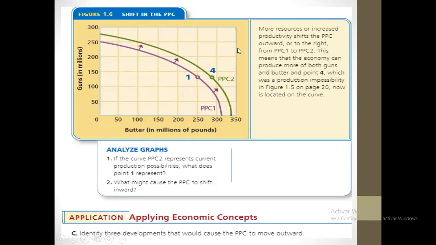Now it changes, okay? Now it says more resources or increased productivity shift the PPC outward, it means hacia adelante, outward to the right, a la derecha, from PPC1 to PPC2. This is the production possibility curve from 1 to production possibility curve number 2, and we move over here, okay? This means that the economy can produce more of both. En este caso eran guns and butter.